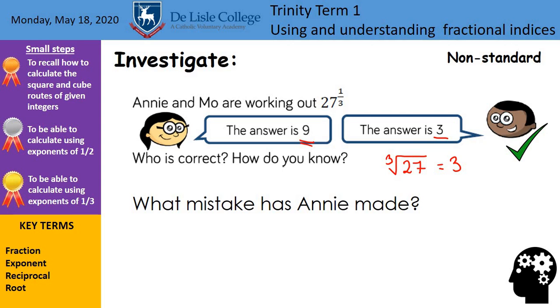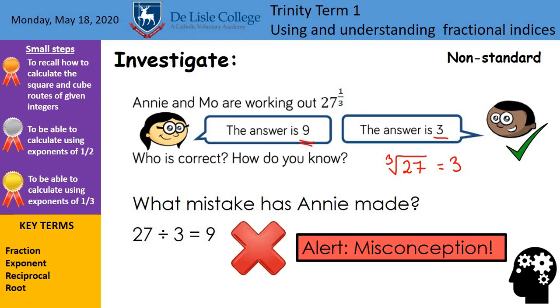Right, good. The mistake Annie's made is she's done 27 divided by 3, because she's read that as what's a third of 27, and she's got 9. So the sum looks okay because it makes sense, but actually she's not trying to do 27 divided by 3, she's trying to find the cube root, and that there is a common misconception. So just keep an eye out, don't make those sorts of mistakes, please.